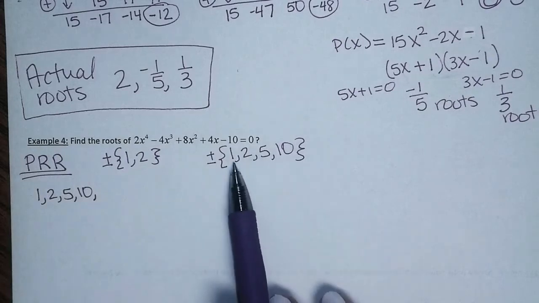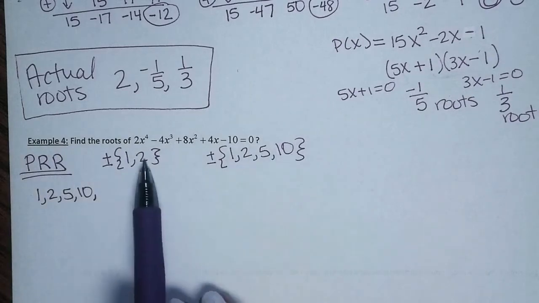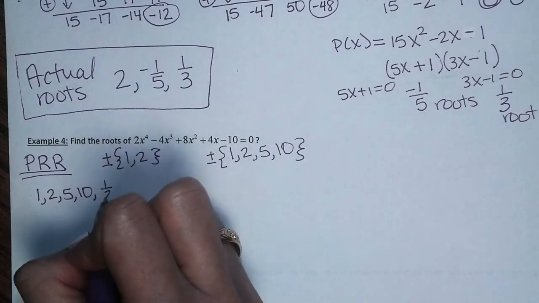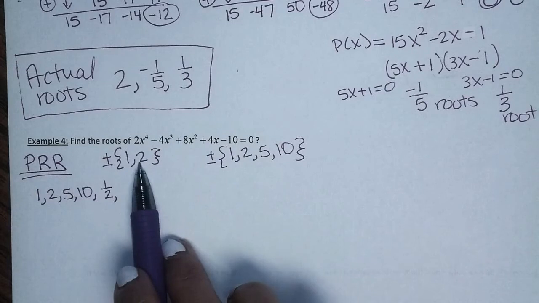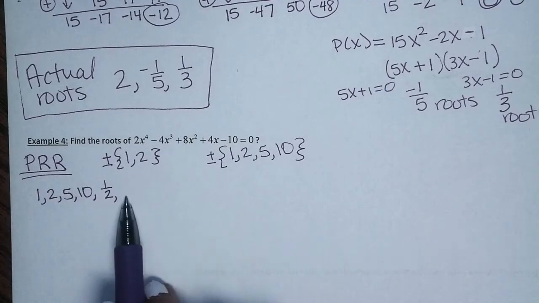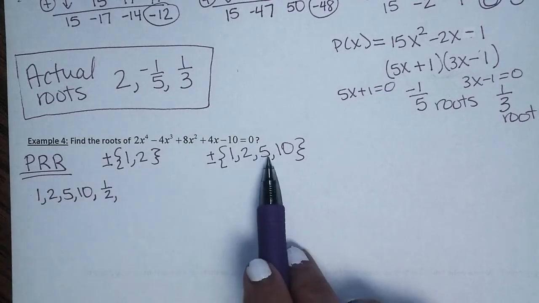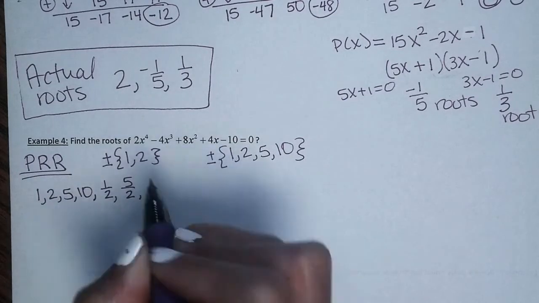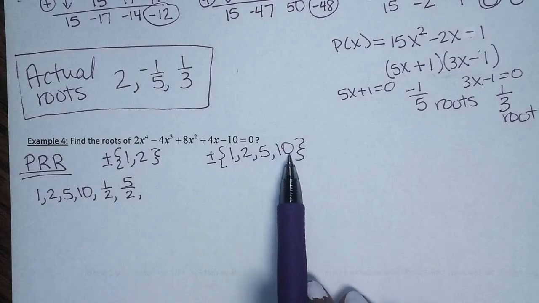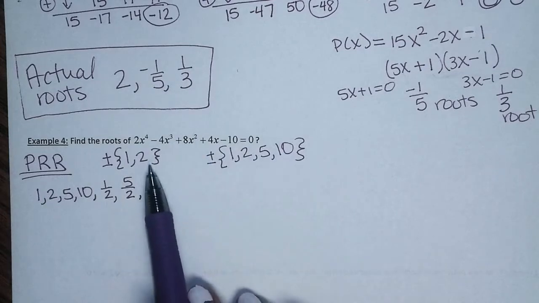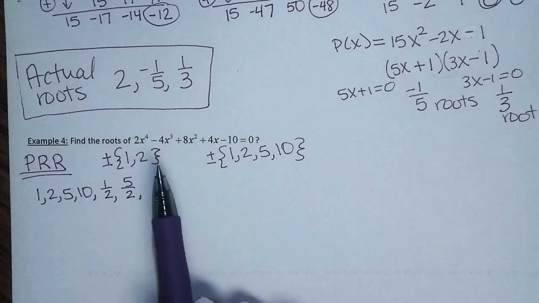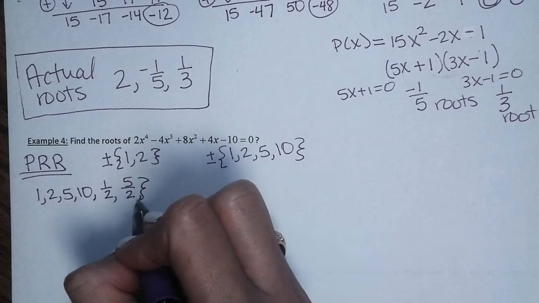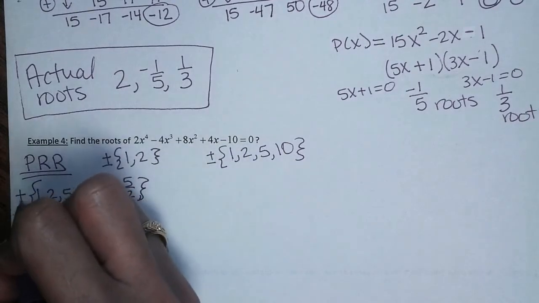Okay, now let's take 1, 2, 5, and 10 and divide them by 2. So 1 divided by 2 is 1/2. 2 divided by 2 is just 1, but we don't need to write 1 again because I already have it here. 5 divided by 2 is 5/2. 10 divided by 2 is 5. So we don't need to write 5 because I already have it there. And then that's it. So this is the list. Don't forget to put the little plus or minus in front.